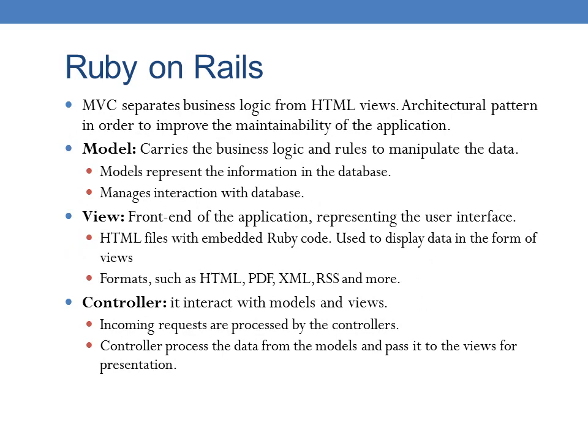So MVC is the main concept to achieve this in Ruby on Rails. It separates business logic from HTML views, an architecture plan in order to improve the maintainability of the applications. Model, view and controller. The model carries the business logic and the rules to manipulate the data. Model represents the information in the database and manages interaction with the database.